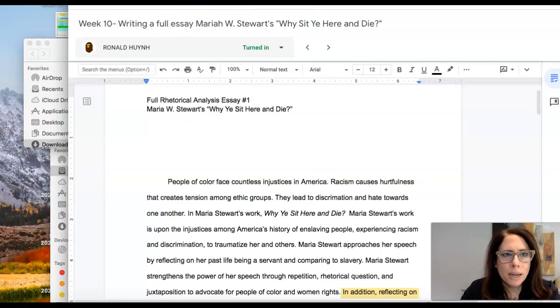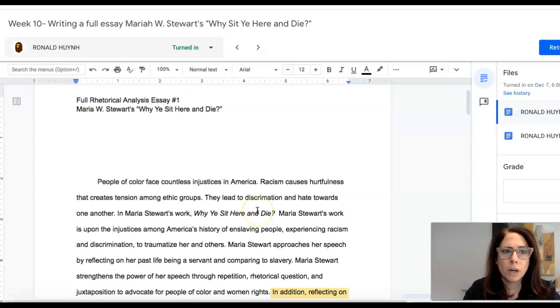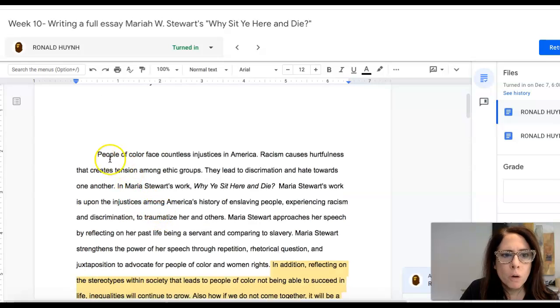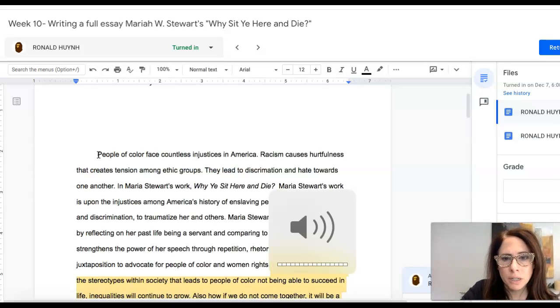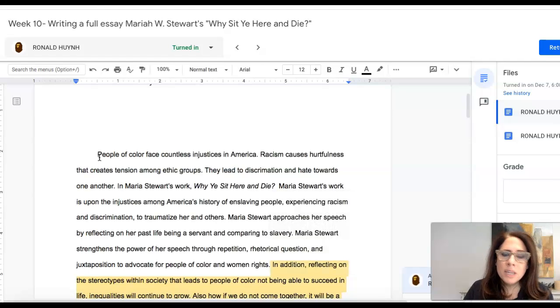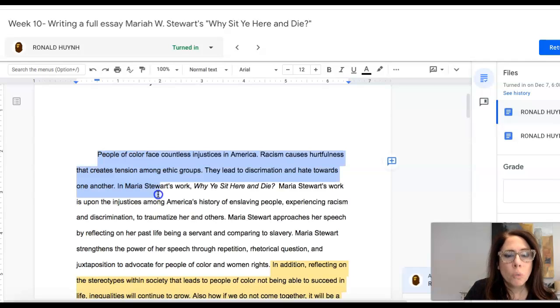Hey Ronald, so I am going to talk through your full essay for Maria Stewart, her speech. One note that is very different for the rhetorical analysis essay than, let's say, other essays you've done in the past is that the introduction does not have to be very long, and the introduction, while it starts broad, should be speaking about the specific time period and the specific events that you learn in the little blurb at the top of the prompt.